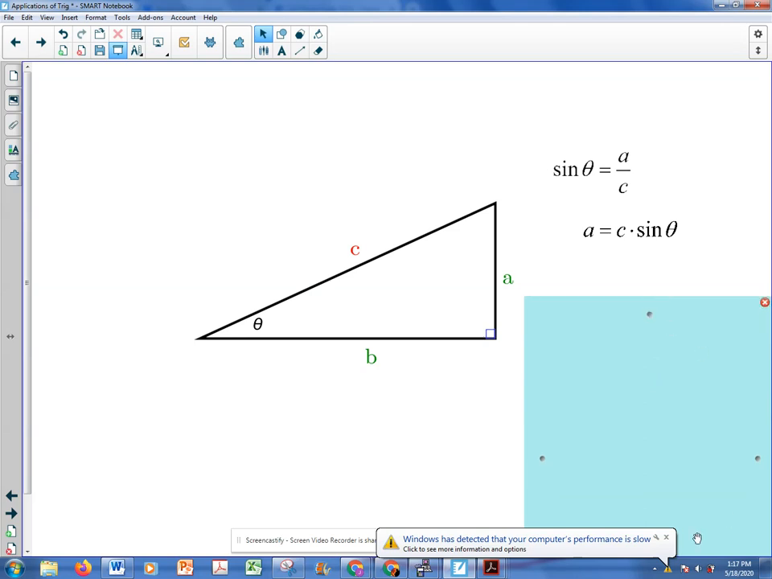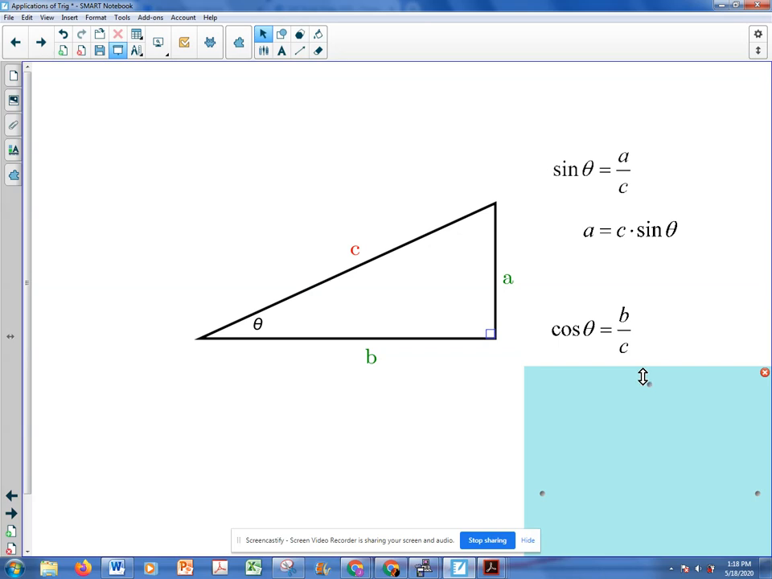All right. Let's see. To find out B, now I have to see what we have to do for B. B is adjacent, hypotenuse. That's cosine, CAH. So there's cosine, B over C, and we're looking for B. So again, I just have to multiply both sides by C, and I get B is equal to C times cosine theta. So that one's easy. When you know the hypotenuse, it's relatively easy.